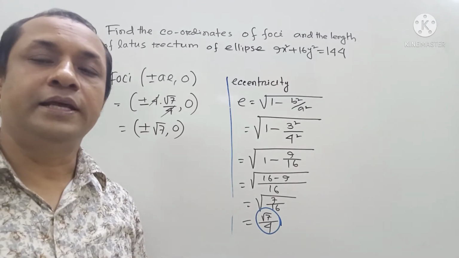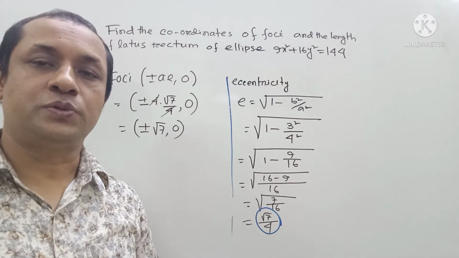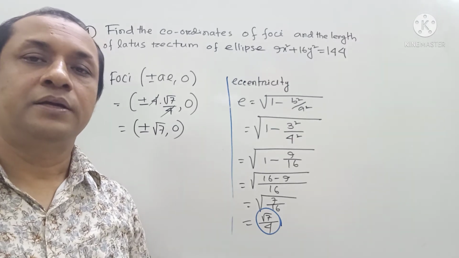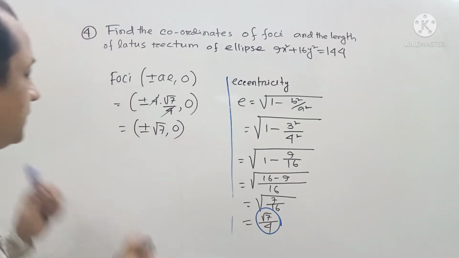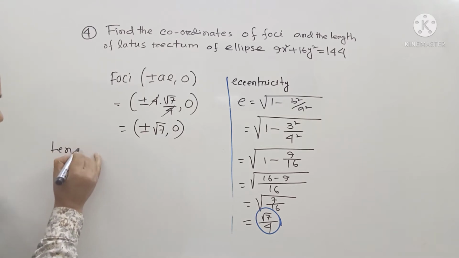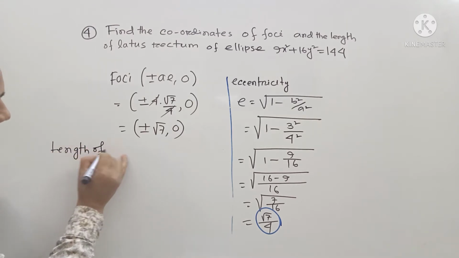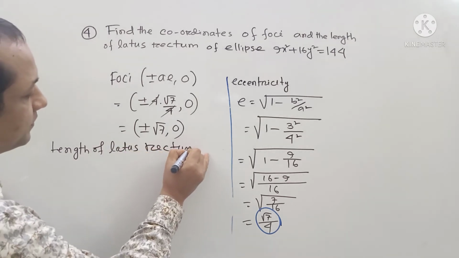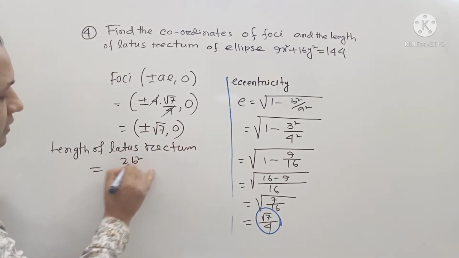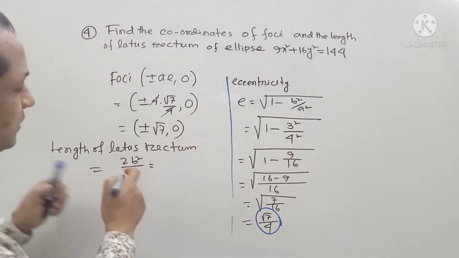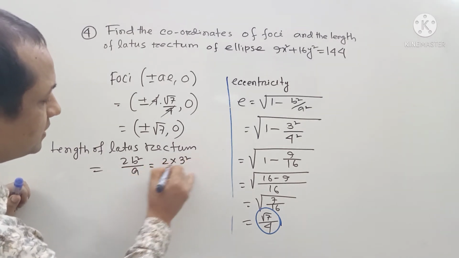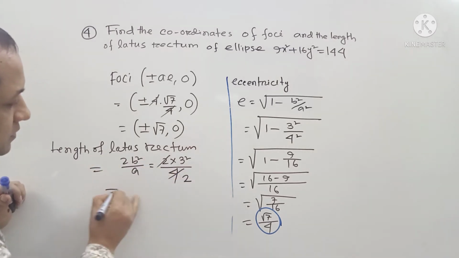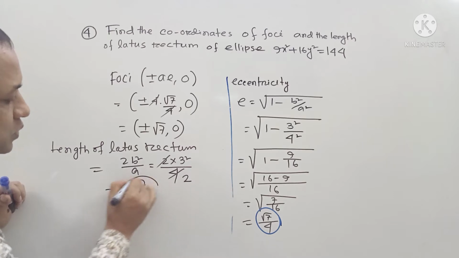And then find the length of the latus rectum. You have learned the formula, students: the length of the latus rectum equals 2b square by a when a is greater than b. So the length of the latus rectum equals 2b square by a. Now putting the value of b as 3 square and a as 4, the 2 and 4 cancel. So the result will be 9 by 2 units.